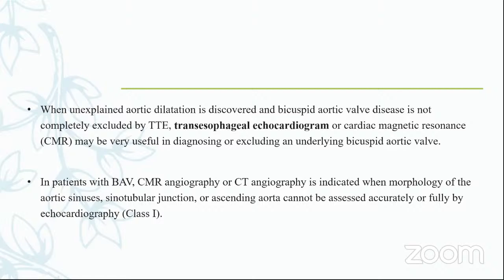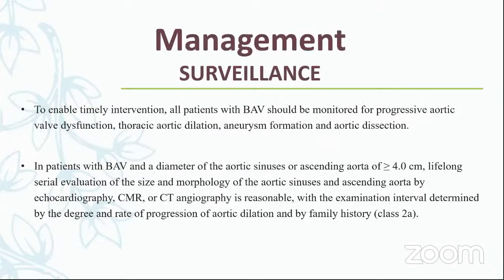When unexplained aortic dilatation is discovered and the bicuspid aortic valve is not completely excluded by the transthoracic echo, TEE or MRI can be used. And in patients with bicuspid aortic valve, cardiac MRI or CT angiography is indicated when the morphology of the aortic sinuses, the sinotubular junction, or the ascending aorta cannot be assessed by the echo, and this is a class 1 indication.